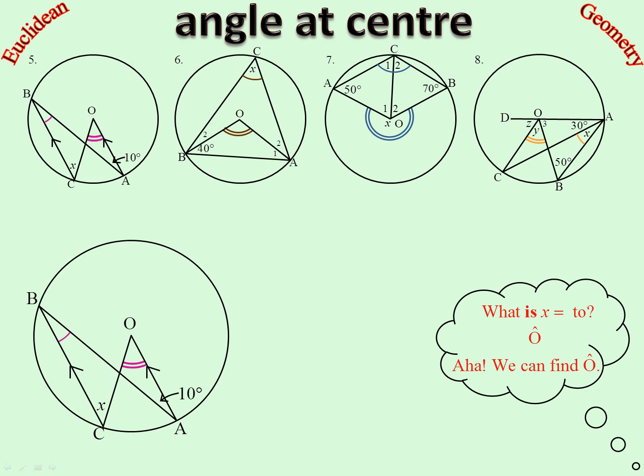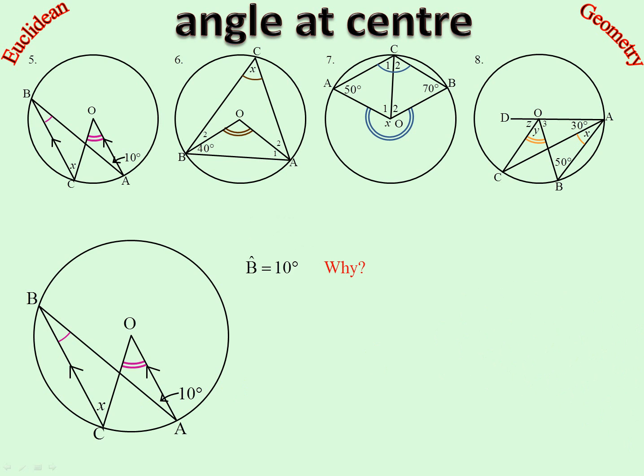So our thought process is, well, what is x equal to? O. And can we find O? Yes, we can. O, what is O equal to? Twice that angle there. Have a look. Double arc, single arc, same direction arc. We don't have them going one way then the other. And we can find that one by alternate angles.